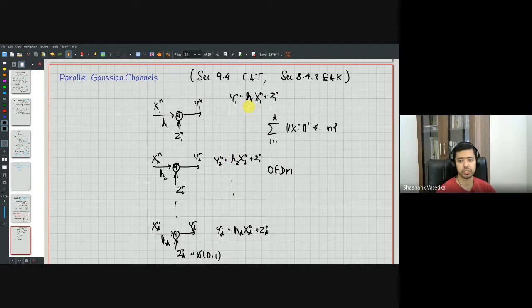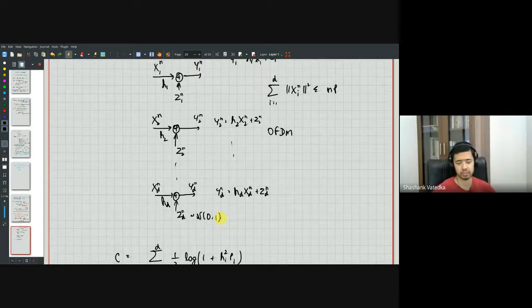And the coefficients h1, h2, h3 up to hd, these are all some known coefficients. They could be different. They could be the same. It doesn't matter. But we're going to assume that these channel coefficients hi's are known to both the transmitter and the receiver.